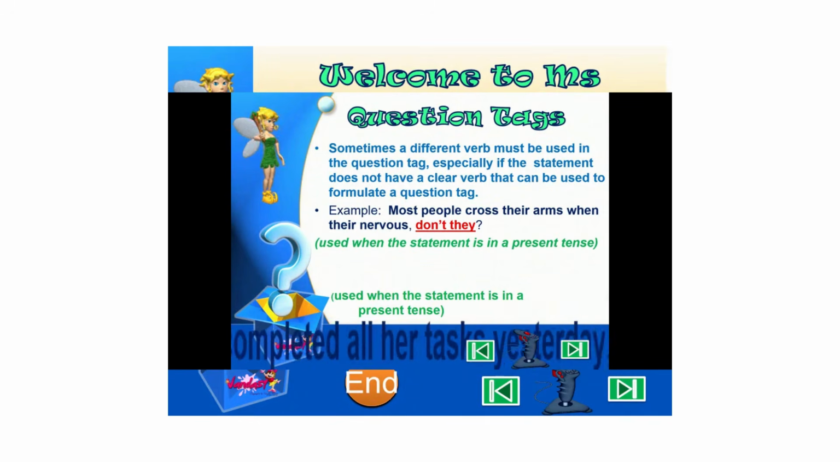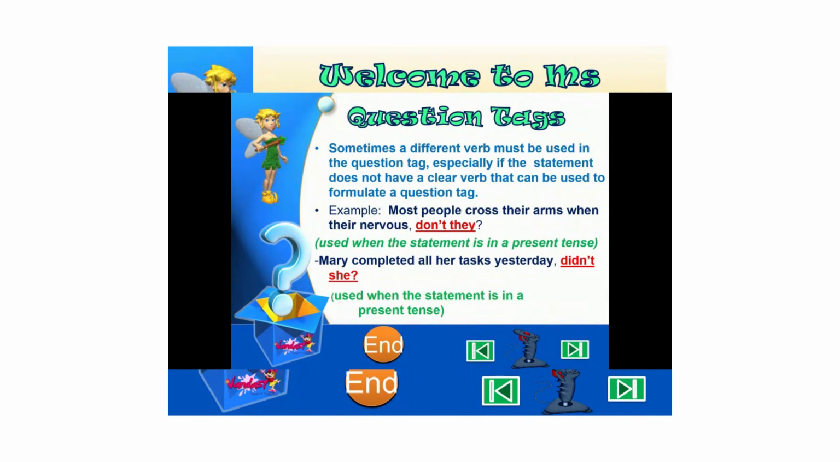All right. Now, in our previous slides, it was easy for us to change the question tag because we already had auxiliary verbs available for us to use and to formulate question tags out of them. If you say the kids are sick, we'll say aren't they? But what if you don't have any auxiliary verb? So sometimes a different verb must be used in the question tag, especially if the statement does not have a clear verb that can be used to formulate a question tag.